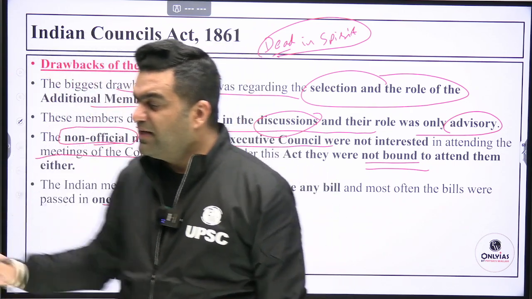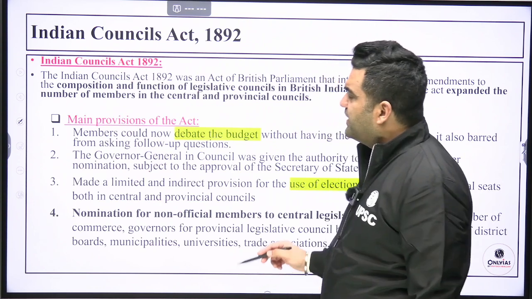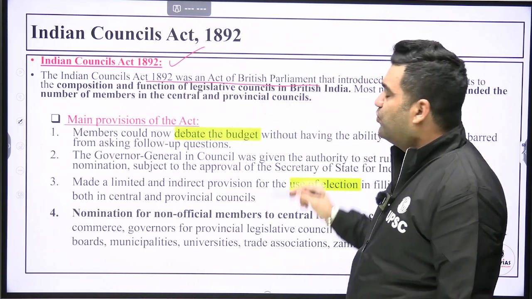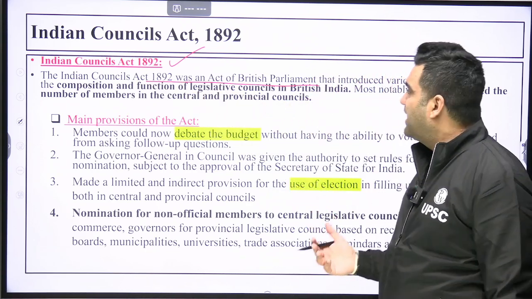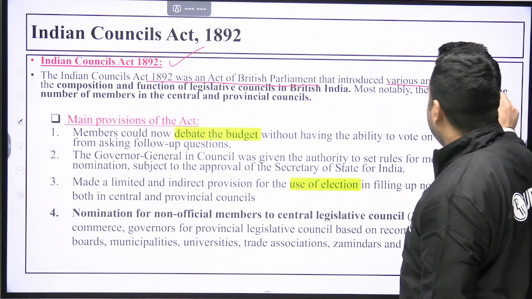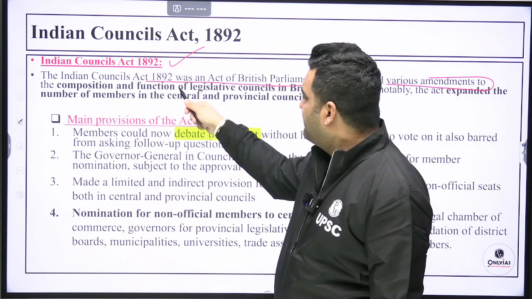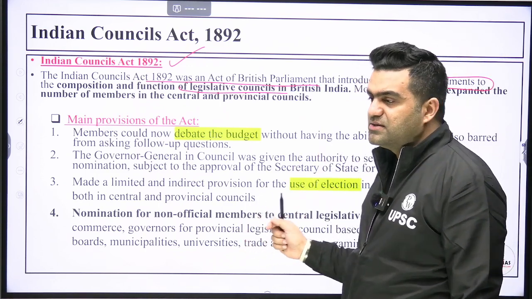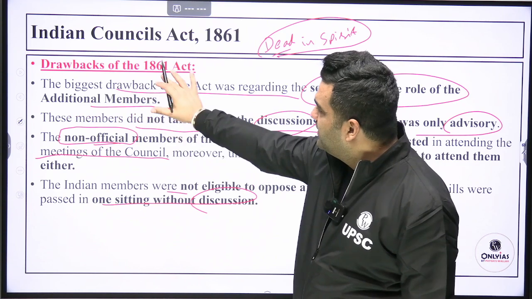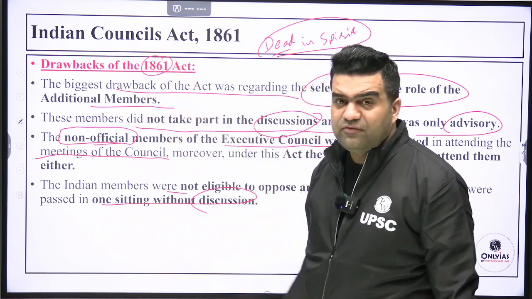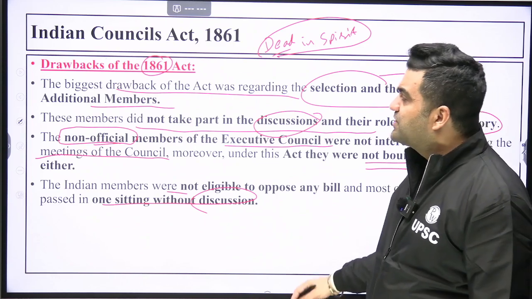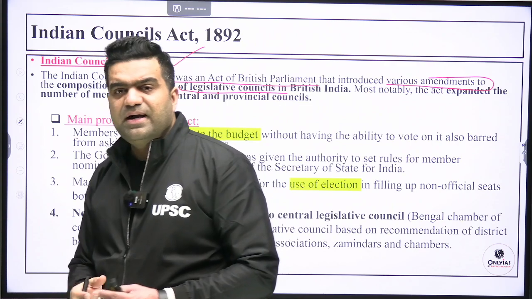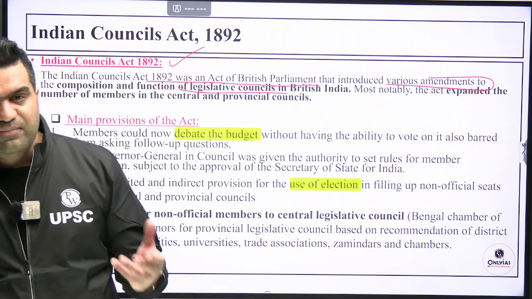Now, these provisions being there, coming to Indian Councils Act of 1892. Indian Councils Act 1892 was an act of British Parliament that introduced various amendments to the composition and functions of legislative councils. As I told you, there were certain drawbacks of the Act of 1861 which were sought to be rectified by 1892.